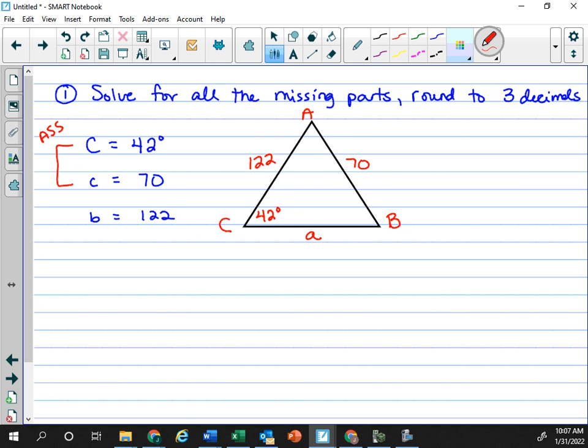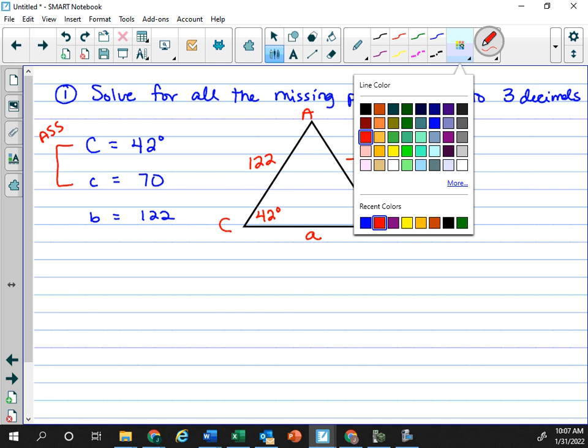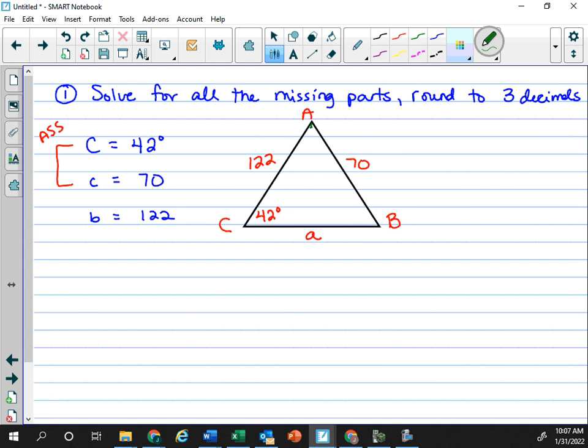All right, just looking at it, we can't tell if it's 0, 1, or 2 triangles, okay? So we have to check. We have to look for the height. Remember, the height is just this little perpendicular distance in there. Anybody have a thought as to how I could find the height?